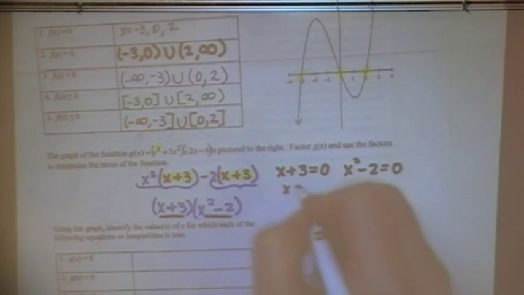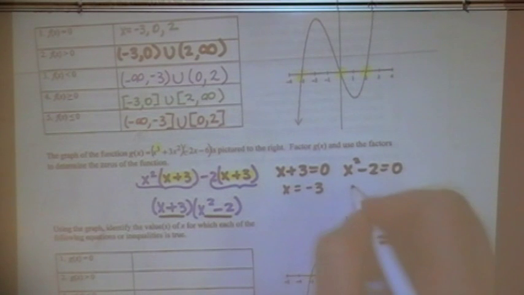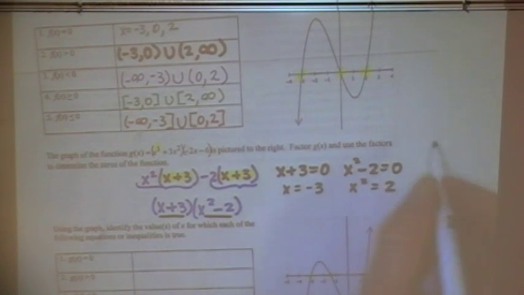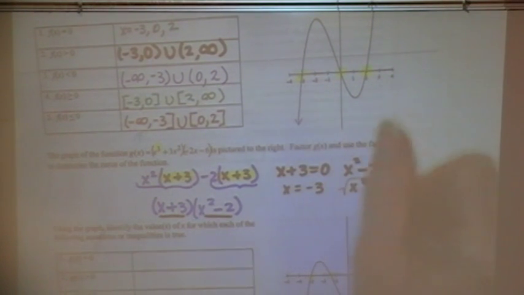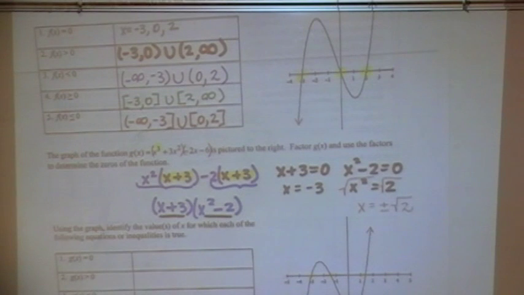So x equals negative 3, and on this one I have x squared equals 2. I'm still not quite finished, because you have to take the square root of both sides in order to get just x. So I get x equals positive and negative square root of 2. Now, square root of 2 is an irrational number. You can put it in your calculator and you can get a decimal. It's kind of a nasty decimal. It's 1.41, etc., etc., etc. It's like pi. It goes on forever, doesn't it? So I'm going to leave it as the square root of 2.